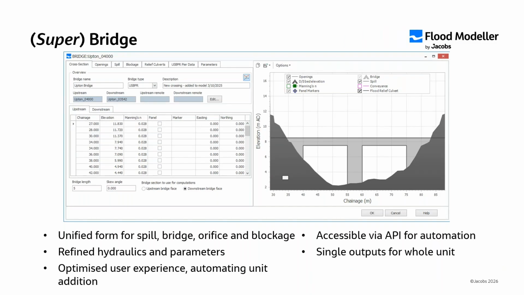If you're modeling a bridge, you may need to have several components: the bridge itself to get the openings, a spill to represent the decks, perhaps a flood relief culvert or two, plus connections up to all the other units around it. You could be adding easily 10 different unit types in Flood Modeler to represent one structure. The intent behind integrated units, the first being the bridge, is to reduce that, again, to make your life easier. So the first of these integrated units, the super bridge, is in version 7.3 of Flood Modeler.